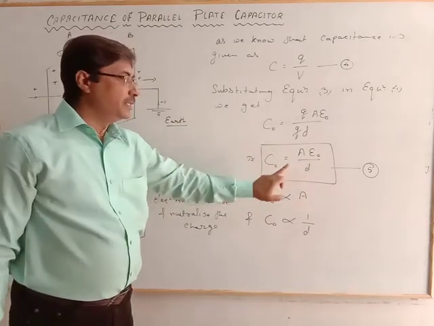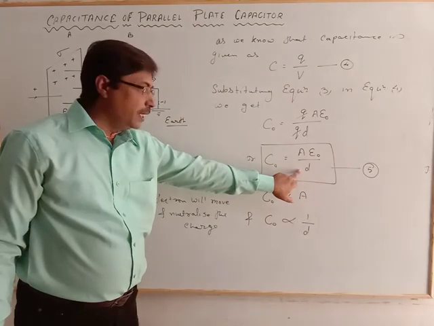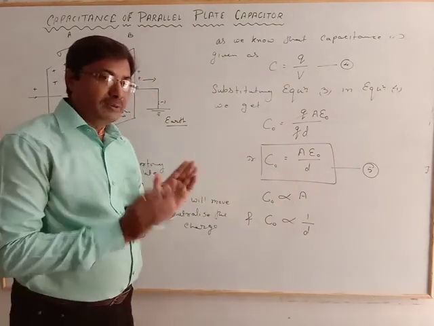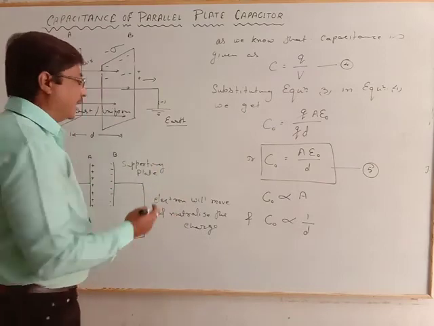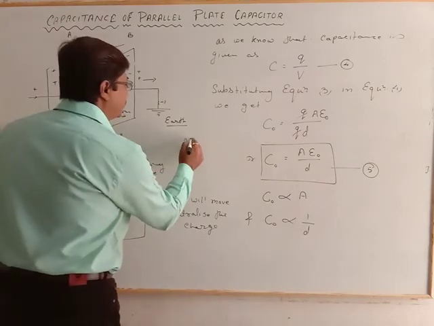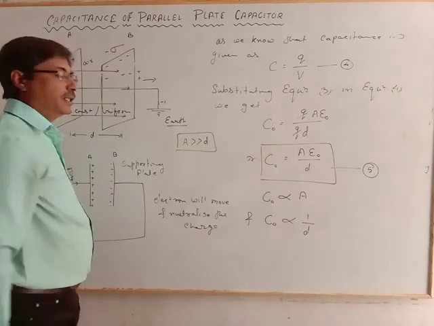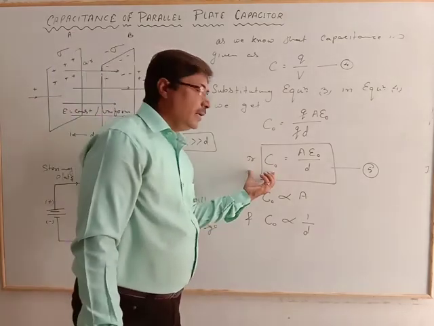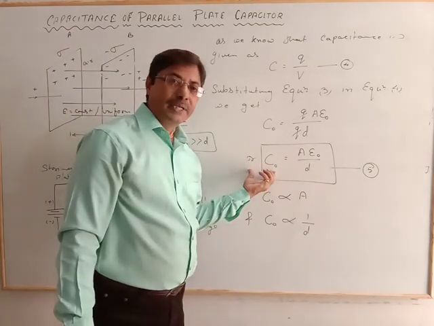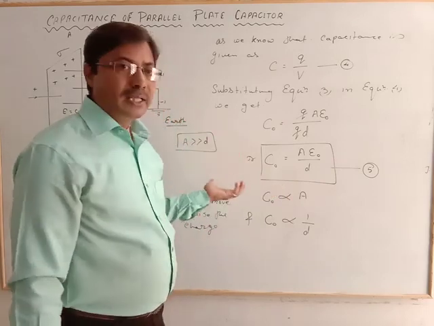When the area increases, the capacitance increases, and when the distance among them decreases, the capacitance increases. That is why I told you in an earlier class that the area should be much, much greater than the distance between the plates. For what purpose? To increase the capacitance of the parallel plate capacitor. So I think you understand all these things.